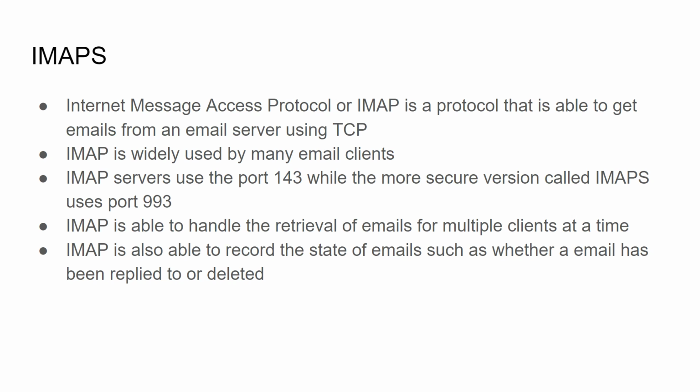Internet Message Access Protocol, or IMAP, is a protocol that is able to get emails from an email server using TCP. IMAP is widely used by many email clients. IMAP servers use port 143, while the more secure version, called IMAPS, uses port 993.